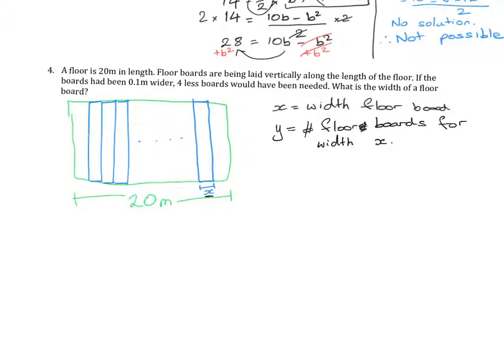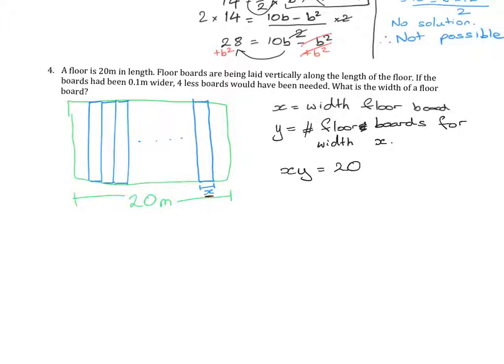is x. Okay, so x times y, for this floor that I've drawn here, should equal 20. So, for instance, if I have 10 boards of a certain width, 10 times x should be 20. So the widths all need to add up to 20. Now, what if I increase the width by 0.1? Now, what does that even mean?